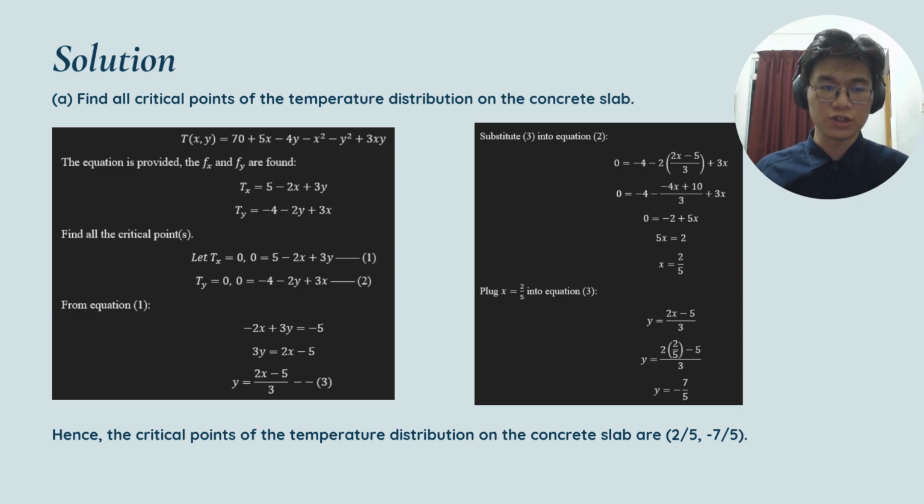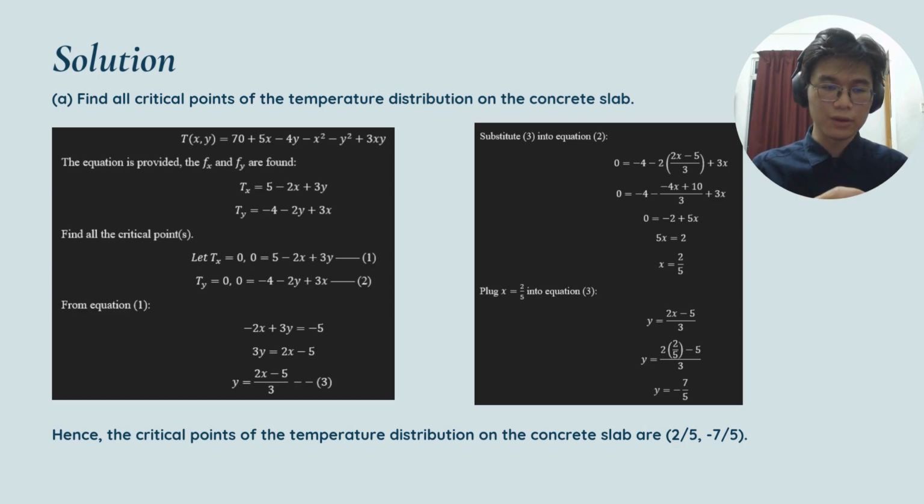The first question: find all critical points of the temperature distribution on the concrete slab. The equation is shown first, and then we differentiate the x part and y part into fx and fy. We take the x part as the first equation and the y part as the second. We use the first equation to substitute for y.